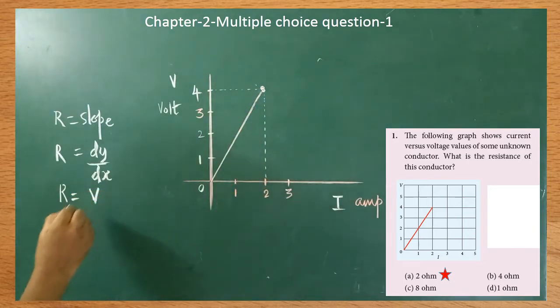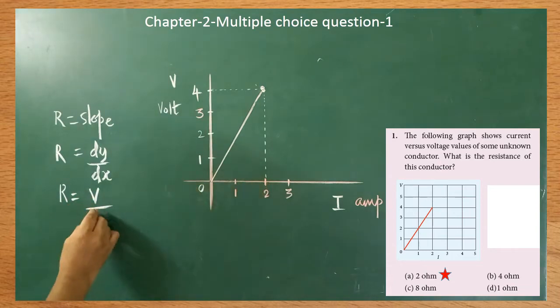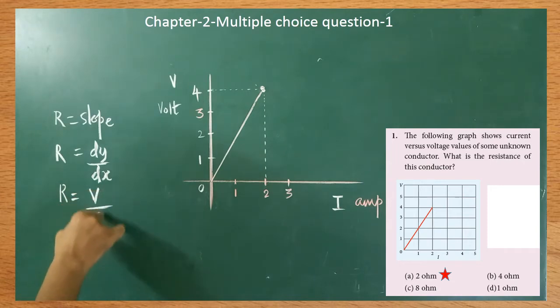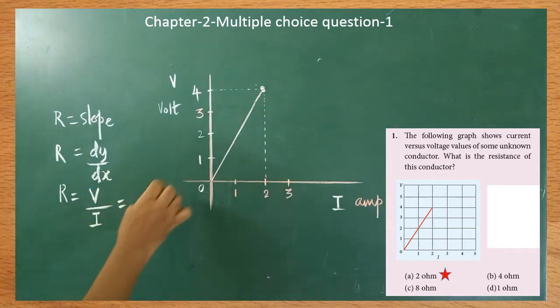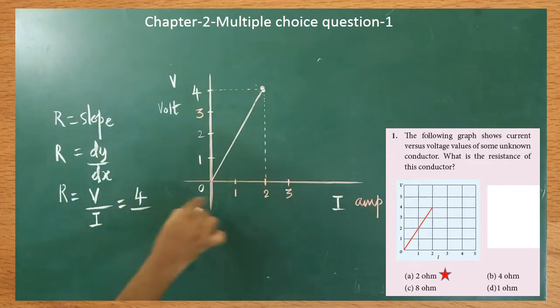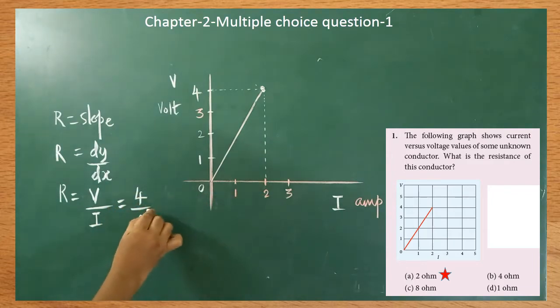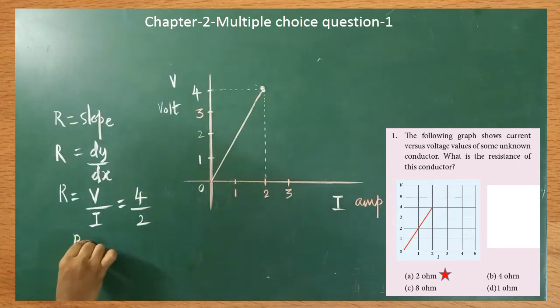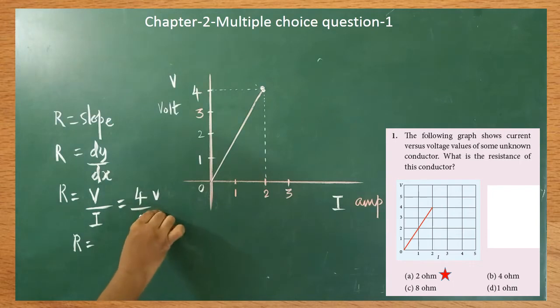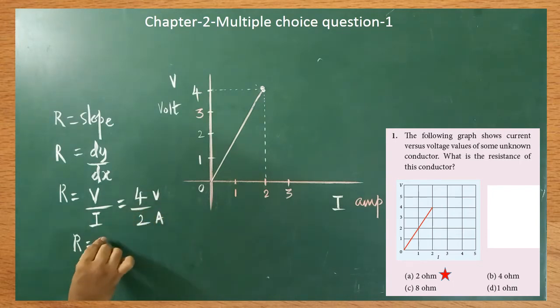Are you clear? What is V? The difference in voltage can be written as V. The difference in current can be written as I. Instead of writing dV by dI, I am simply writing V divided by I. 4 minus 0 is equal to 4, and 2 minus 0 is equal to 2. So the final answer, the resistance, will be 4 by 2. Here it is measured in terms of volt, and here in terms of ampere. The final answer is 2 ohm. So this is the resistance of the conductor.